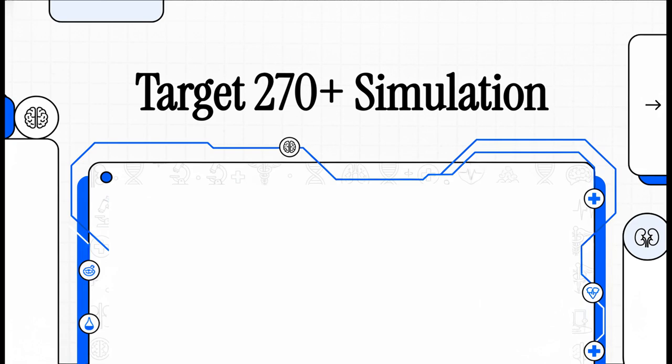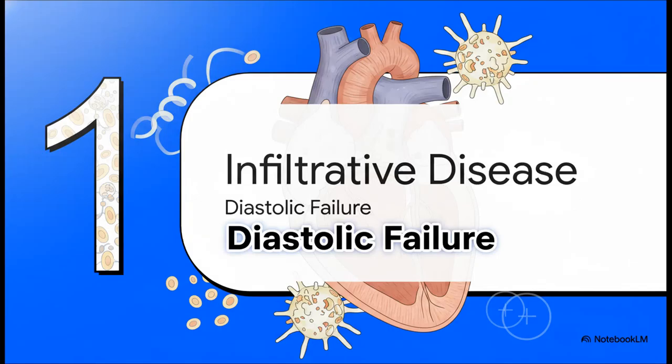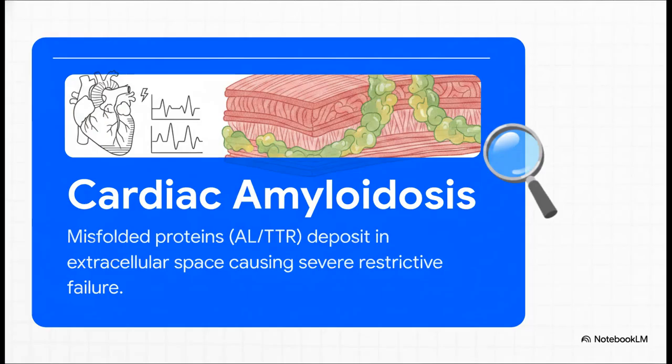So let's jump into this explainer. Module 1, Infiltrative Cardiomyopathies and Diastolic Failure. Let's get right to the mechanisms. So, the absolutely crucial point here is understanding exactly what cardiac amyloidosis is doing at a tissue level. It's essentially the deposition of misfolded proteins, specifically AL or transthyretin, also known as TTR, straight into the extracellular space. This physically stiffens the heart, creating a severe restrictive cardiomyopathy that presents clinically as right-sided or diastolic heart failure.